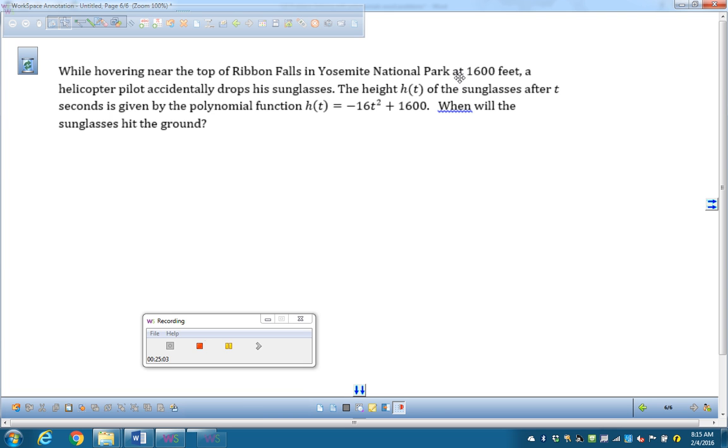While hovering near the top of the park at 1,600 feet, a helicopter pilot accidentally drops his sunglasses. I found them, see? Right here. These look like helicopter pilot sunglasses, right? Yeah. Okay. I brought my props for this problem. When will the sunglasses hit the ground? So what will the height be when the sunglasses hit the ground? 0, right? So this is a very simple problem to set up. 0 equals negative 16t squared plus 1600. That's all you have to do, right?